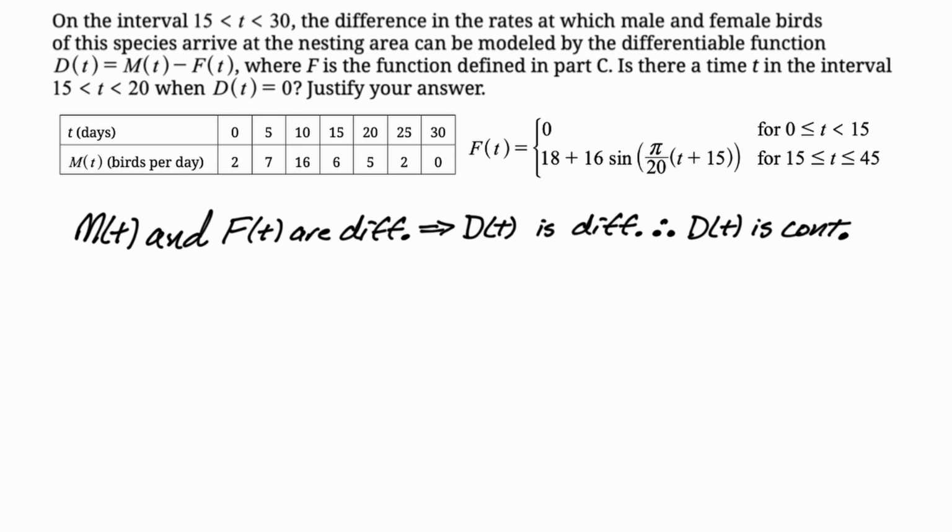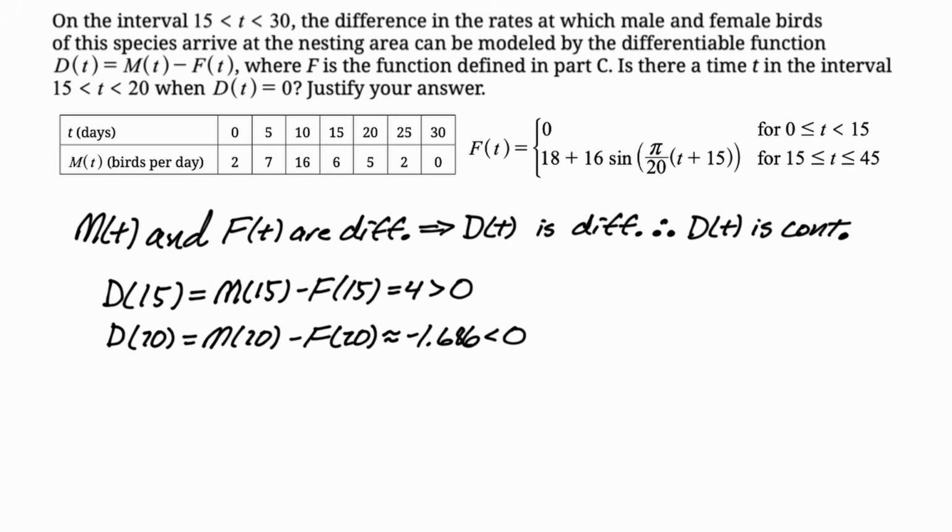So this is a calculator again. So d of 15 is m of 15 minus f of 15, which I got 4, which is greater than 0, obviously. I then calculated d of 20, so d of 20 is m of 20. You're getting the m values from the table and the f values from the function. So m of 20 minus f of 20 is negative 1.686. That's less than 0. So now we're set up for the intermediate value theorem, so we can just use it.